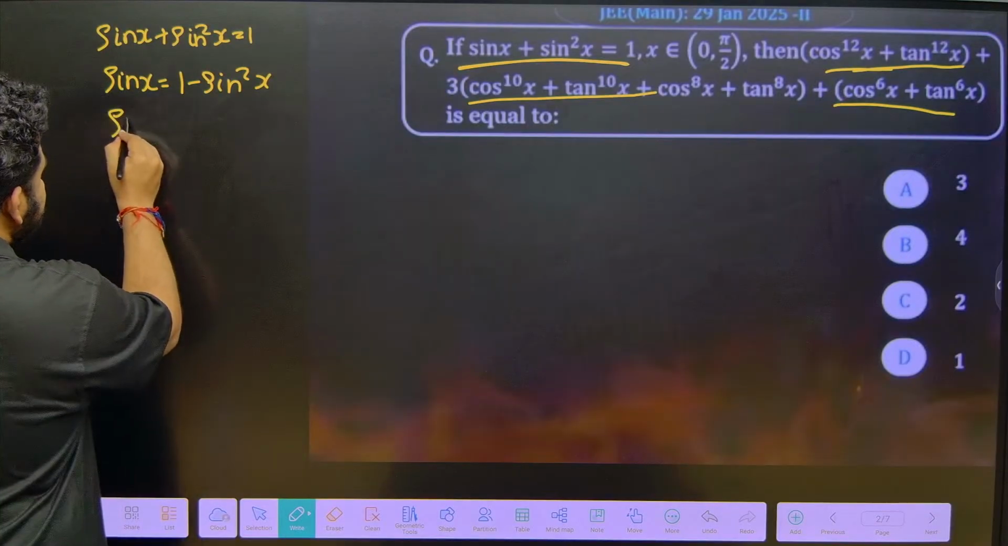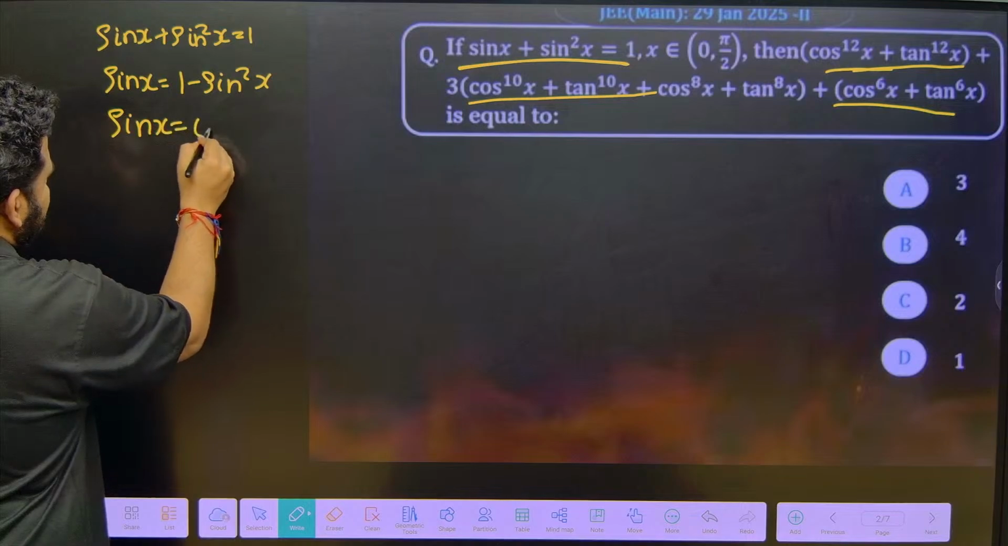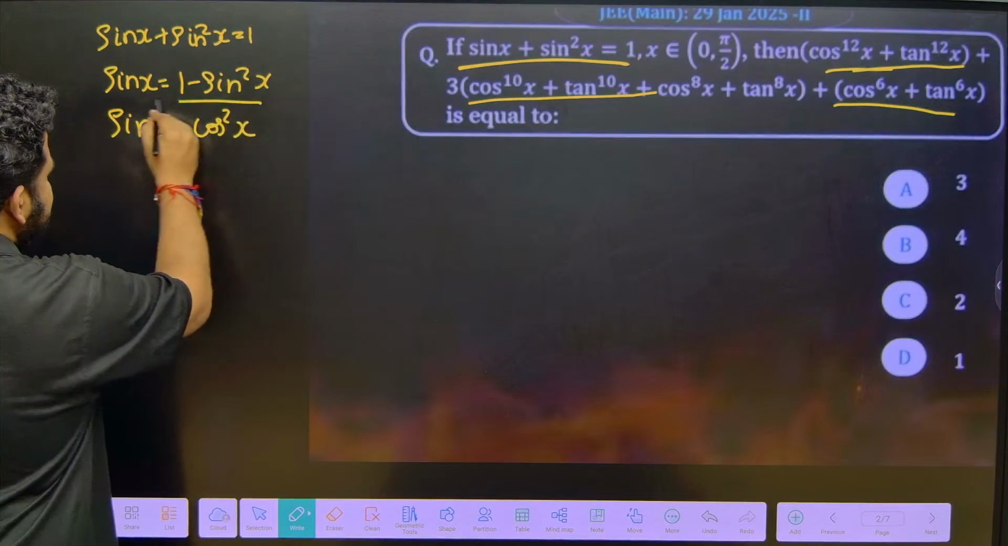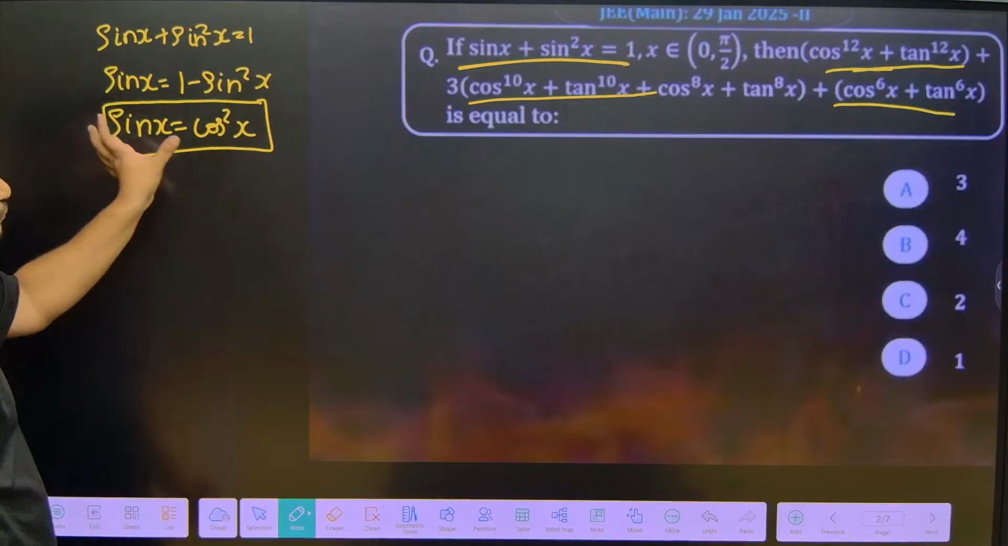So, here I will write it as what? Sin x is equal to cos square x. This is very useful information for me.